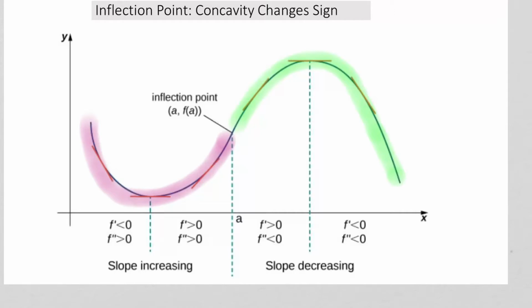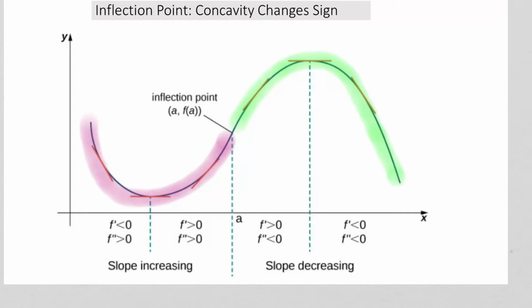So when the rate of change of your slope is positive, that means the second derivative is positive. That means your slope is going from being negative to positive, so you're increasing the value of your slope. So you have a positive rate of change of your slope.